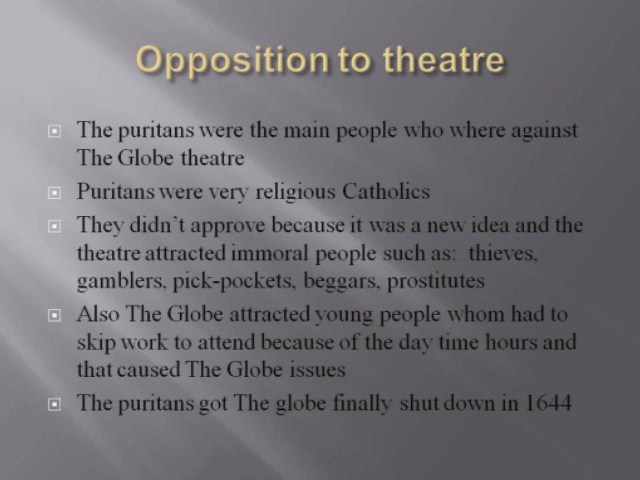Opposition to theatre. The Puritans were the main people who were against the Globe Theatre. The Puritans were very religious Catholics. They didn't approve because it was a new idea, and the theatre attracted immoral people such as thieves, gamblers, pickpockets, beggars, and prostitutes. Also, the Globe attracted young people who had to skip work to attend because of the daytime hours, and that caused many issues for the Globe. The Puritans finally got the Globe shut down in 1644.